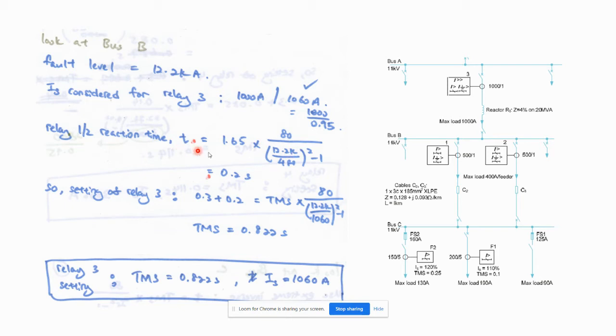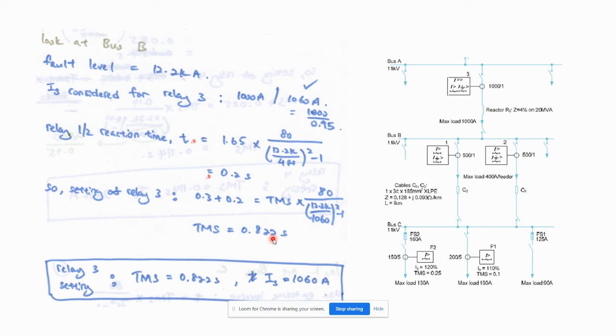So the reaction time of relay 1 and relay 2 will be 0.2 second when you consider the fault at bus B. To ensure grading between relay 3 and relay 1 and relay 2, you need to take this value 0.2 second plus 0.3, because the standard that we have accepted is that the grading between any protection system should be at least 0.3 second apart. So we take 0.3 plus 0.2 second equals the TMS multiplied by 80 divided by the fault current at bus B divided by the setting that we have selected, minus 1, to determine the TMS of relay 3. From here, we determine that the TMS of relay 3 is 0.822 seconds.